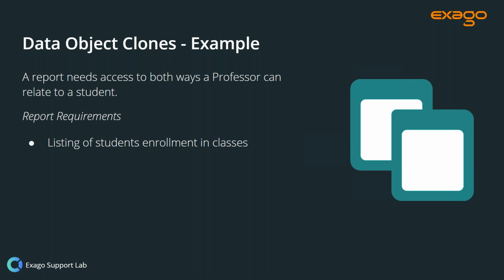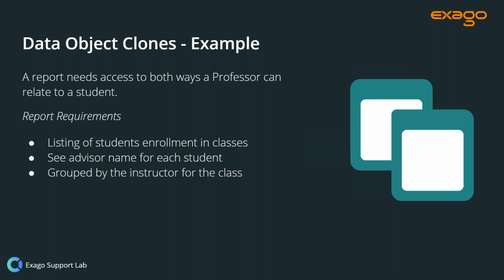So we're going to list the students' enrollment in classes and see their advisor for each student. And in this case, we could group by the instructor for the class. You could also group by the student. So your requirements there sort of vary.